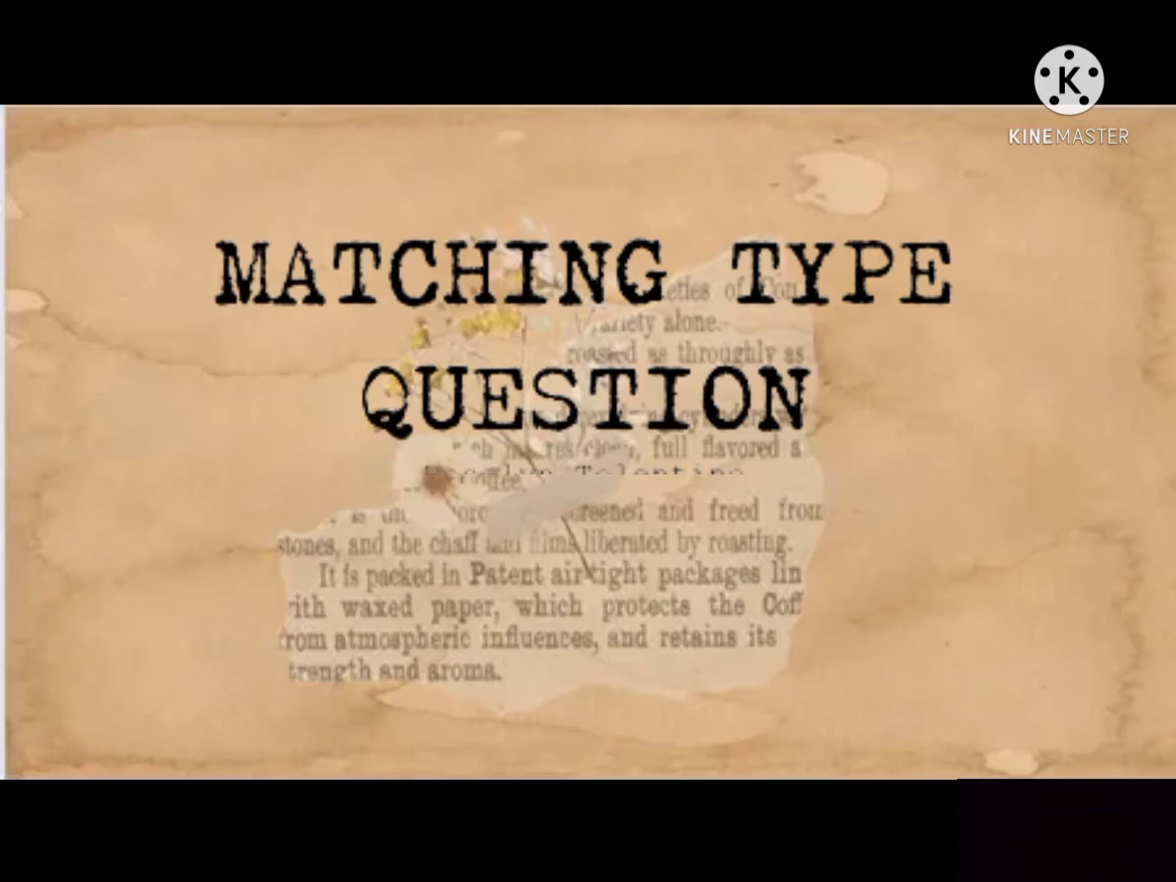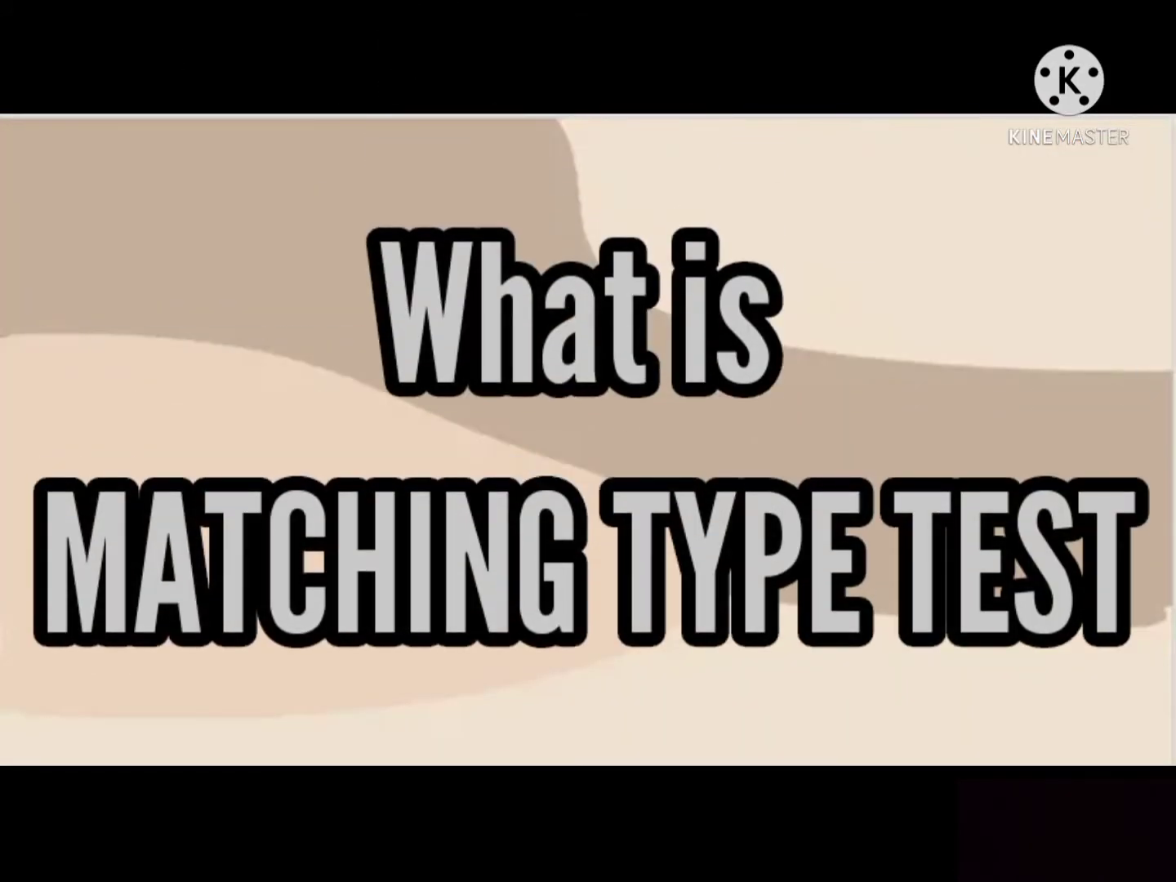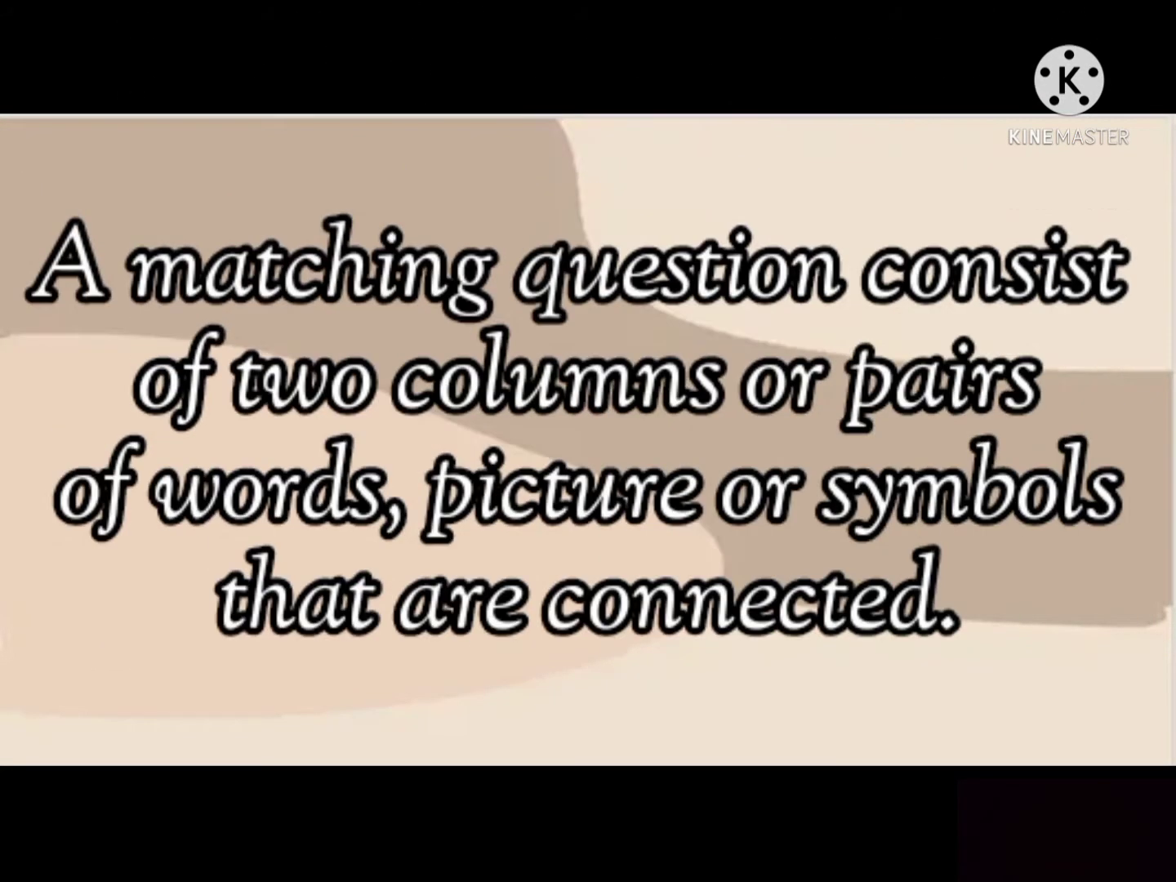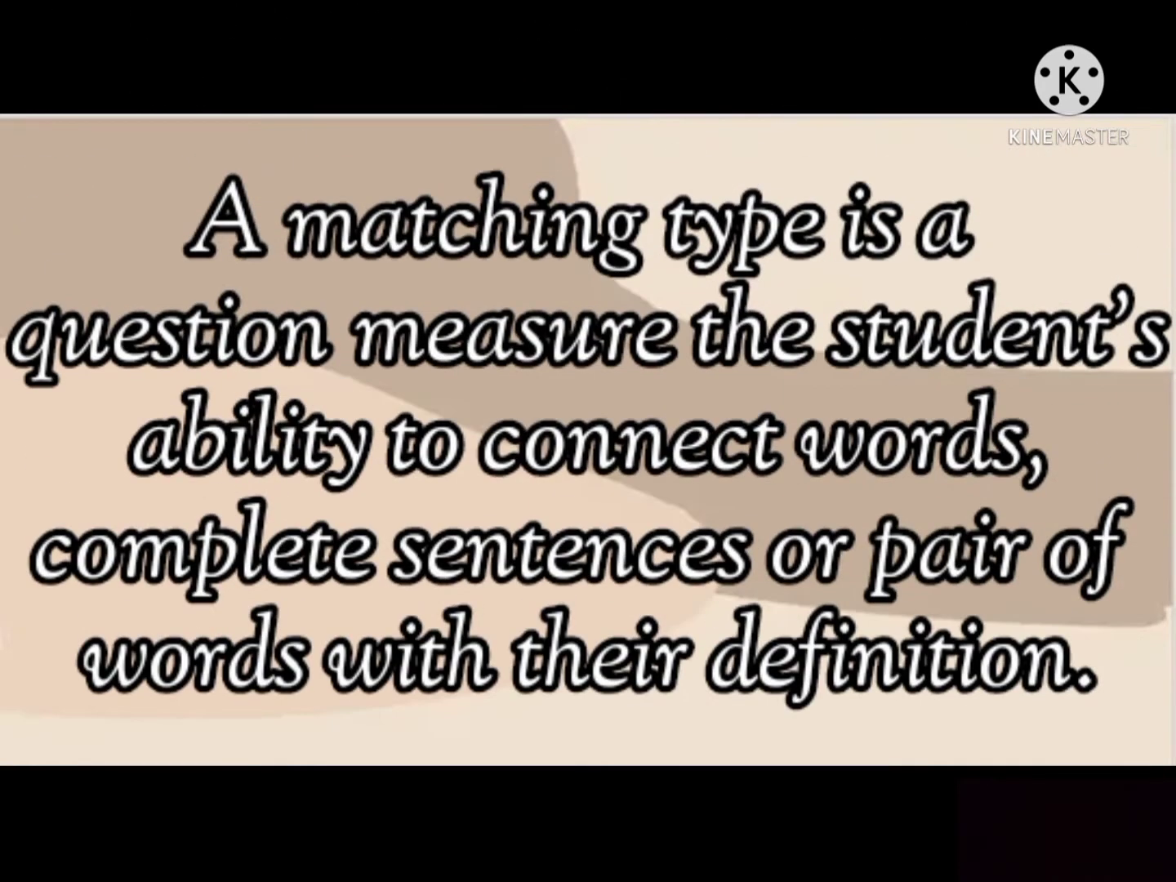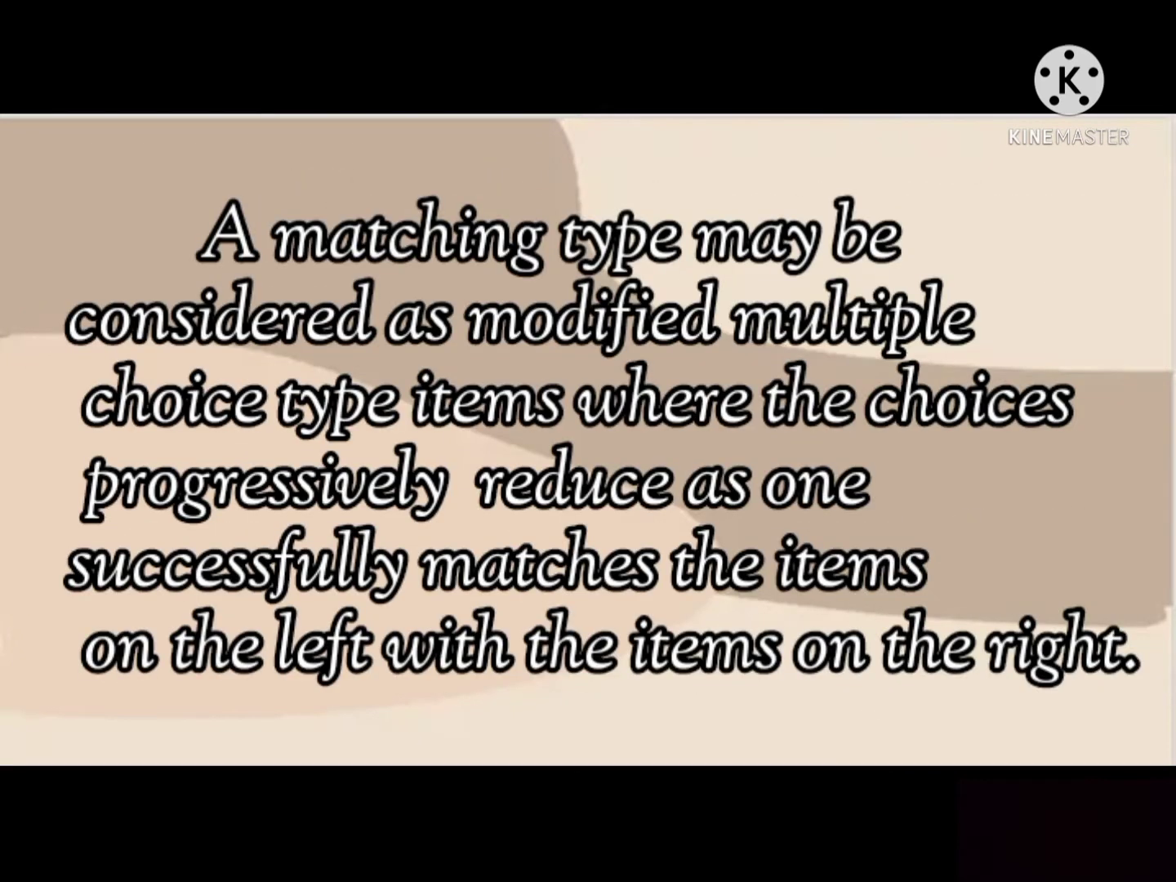A matching type question. What is a matching type test? A matching question consists of two columns or pairs of words, pictures, or symbols that are connected. A matching type question measures the student's ability to connect words, complete sentences, or pair words with their definitions. A matching type may be considered a modified multiple choice type item, with the choices progressively reduced as one successfully matches the items on the left with the items on the right.